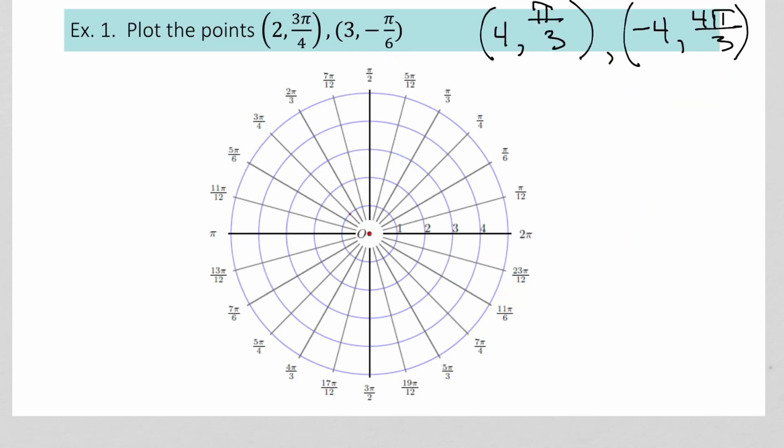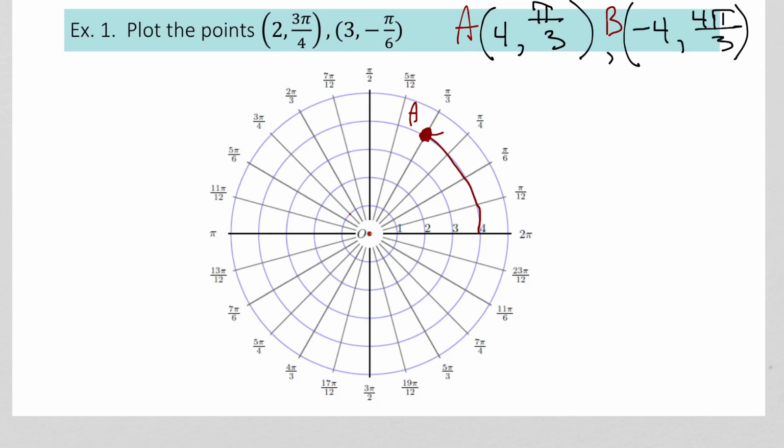Next, let's take a look at these 2 points here. So I'm going to plot 4 pi over 3. So that's a radius of 4 and a rotation of pi over 3. So 4, I'm on this line out to here. Alright, so here's my point here. So that's point A. Let's just call that A. And we'll call this one B.